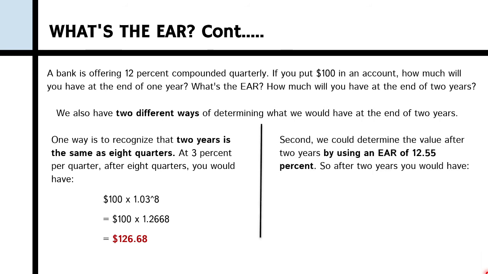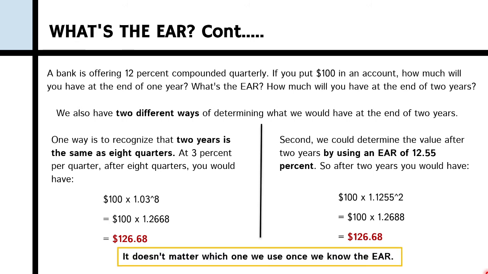Second, we could determine the value after 2 years by using an EAR of 12.55%. So after 2 years, you would have $100 times 1.1255 raised to 2, that is $126.68. Thus, the two calculations produce the same answer. This illustrates an important point. Anytime we do a present or future value calculation, the rate we use must be an actual or effective rate. In this case, the actual rate is 3% per quarter. The effective annual rate is 12.55%. It doesn't matter which one we use once we know the EAR.